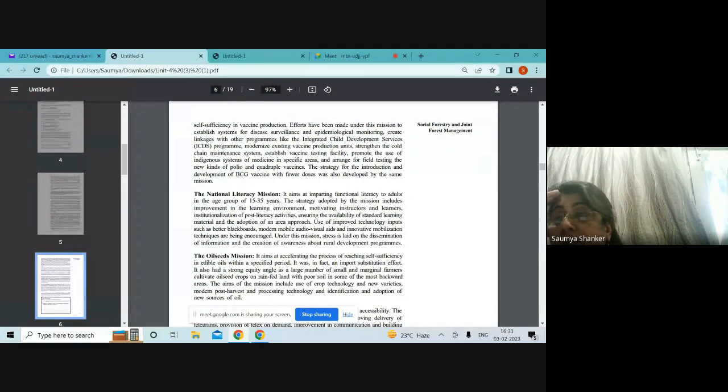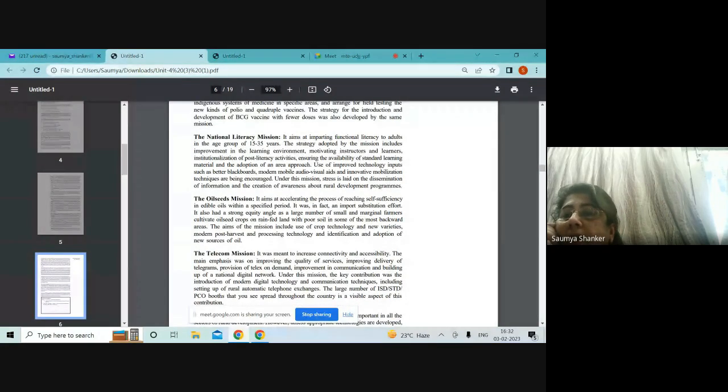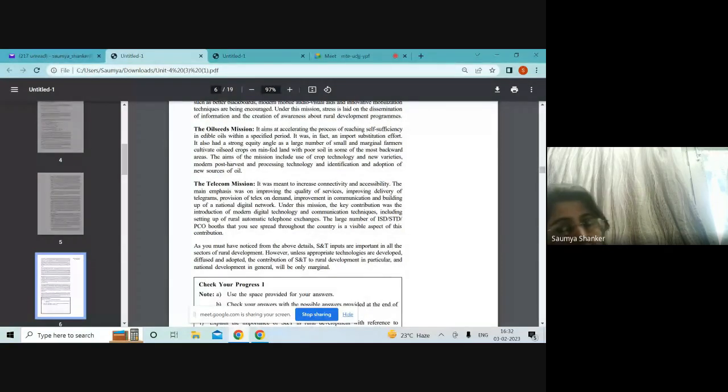Then the National Literacy Mission. Even in education, science and technology is being used, because these new improved technological tools have been able to provide better audiovisual aids, innovative techniques, mobilization techniques, good quality blackboards, good classes, smart classes. All this has helped in taking the National Literacy Mission to a different level altogether. Then the oil seeds mission, where technology has helped in increasing the self-sufficiency of edible oils by increasing their seed quality. So technology has played an important role in this field also.